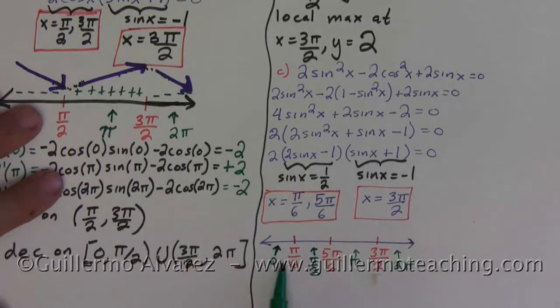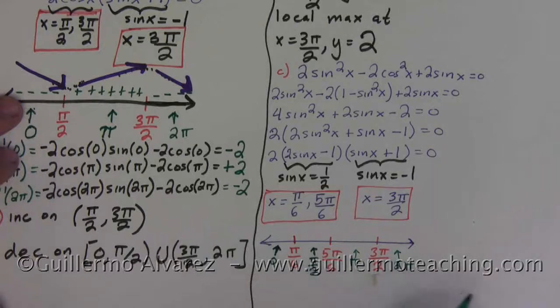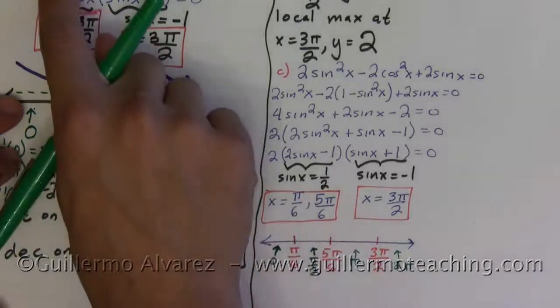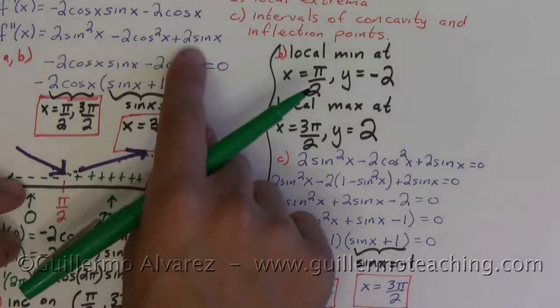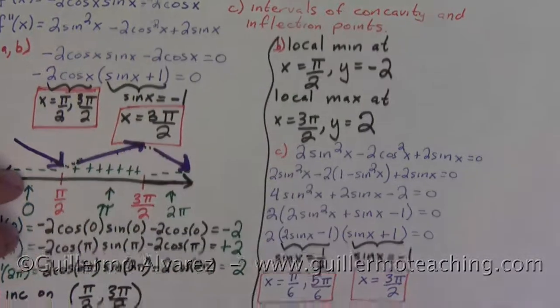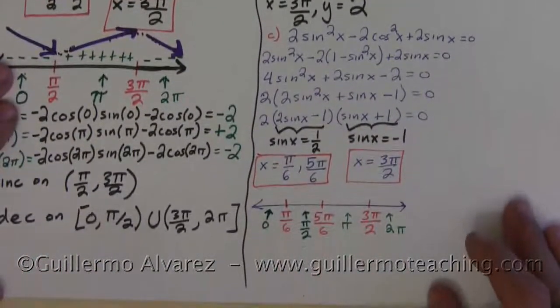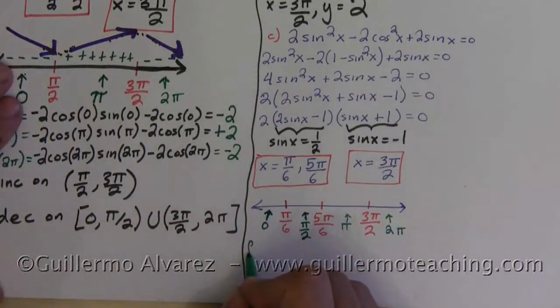And the idea is that since I'm looking this time for the concavity, what I'm going to do is plug these values into the second derivative, because the second derivative is the one that tells me whether my function is concave up or concave down. Okay, so let's get it started here.